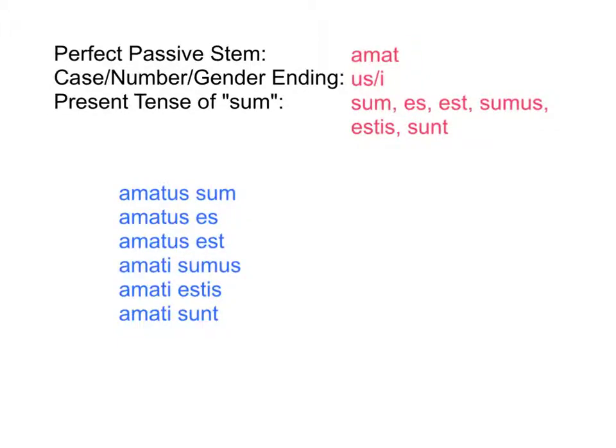So then for the second word, we get the present tense of sum. So here we are. Amatus sum, amatus es, amatus est. Amati, notice we switched to the plural. Amati sumus, amati estis, amati sunt.